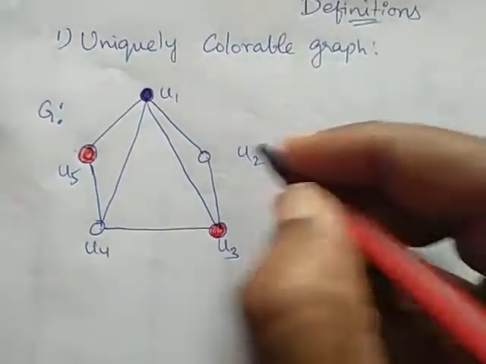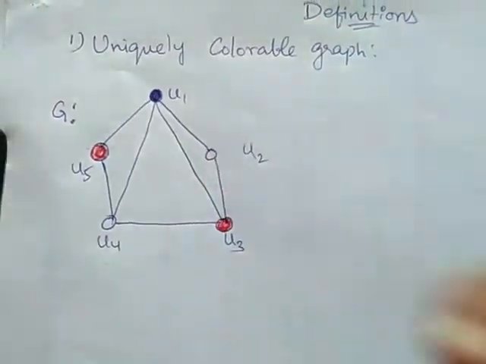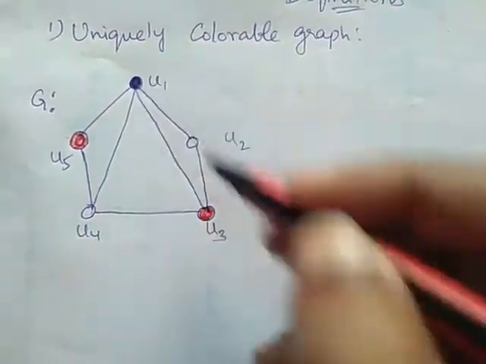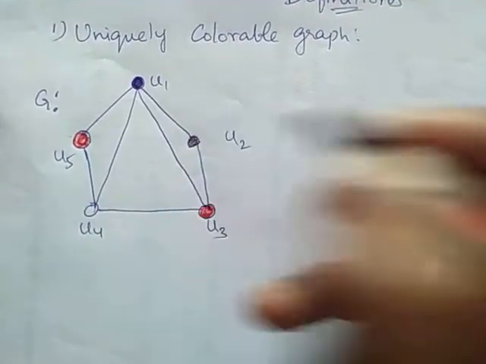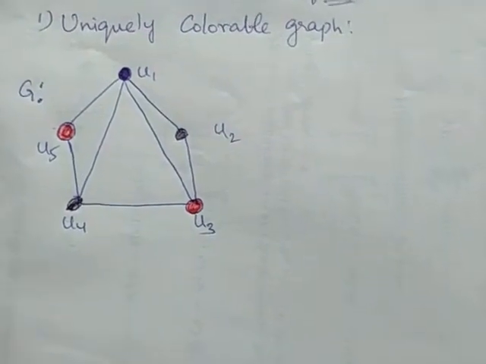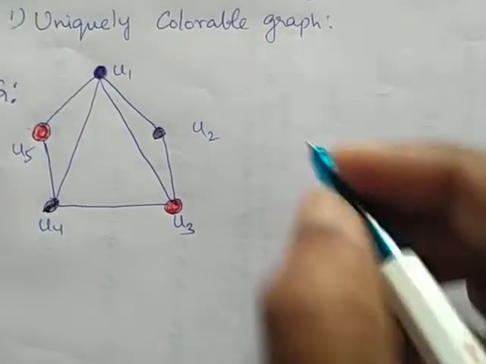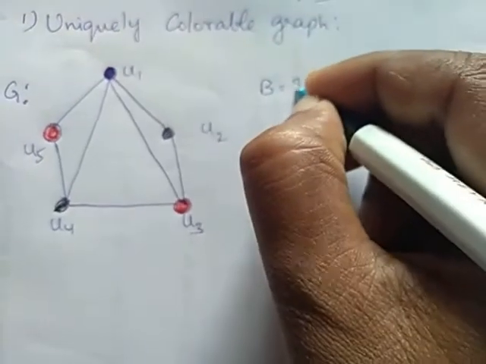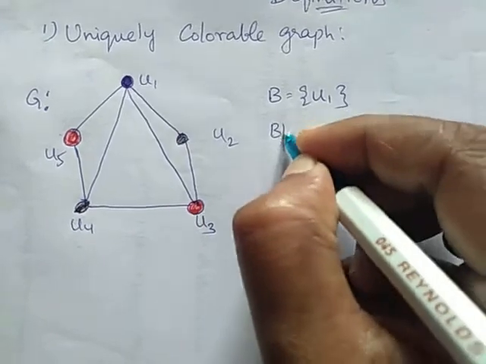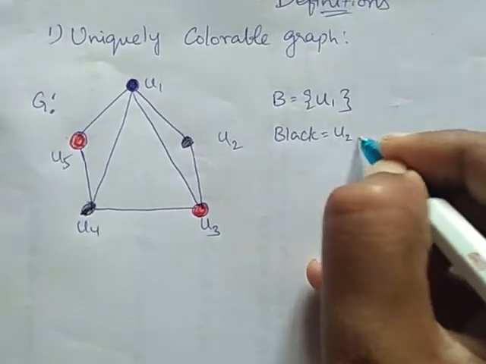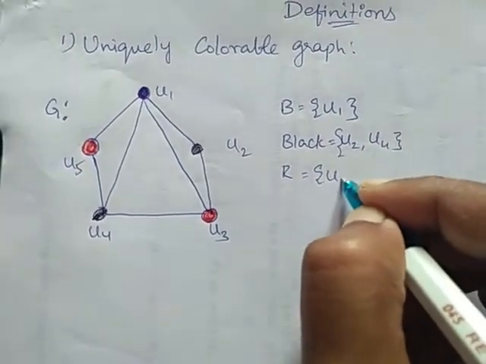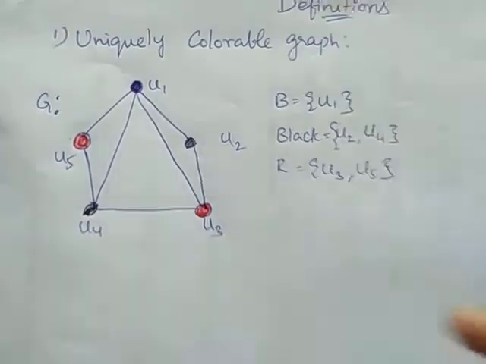Now, U2 is adjacent to blue and red. So I'll use black color here. This is one way of coloring this graph. So in this, we have blue color as U1, black color as U2 and U4 vertices. Similarly, red as U3 and U5 vertices.